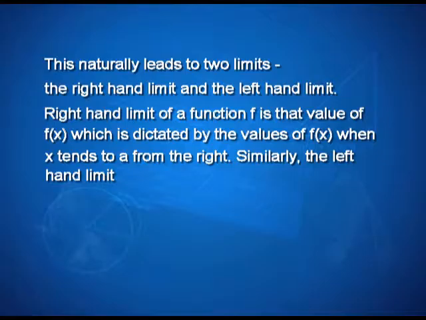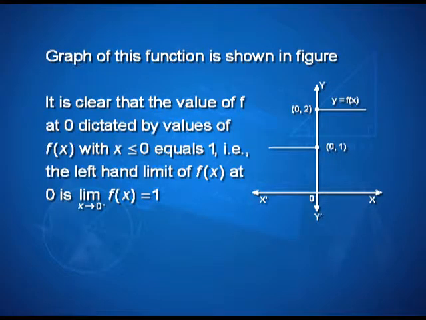The right hand limit of a function f is that value of f of x which is dictated by the values of f of x when x tends to a from the right. Similarly, the left hand limit. To illustrate this, let us take up one more example. Consider the function f of x is equal to 1 whenever x is less than or equal to 0 and f of x is equal to 2 whenever x is greater than 0. The graph of this function is shown in the figure.